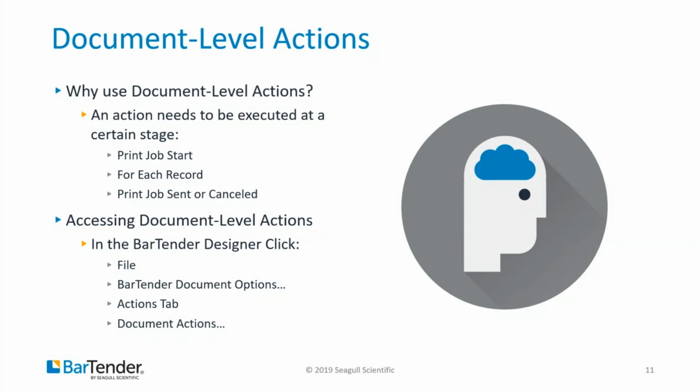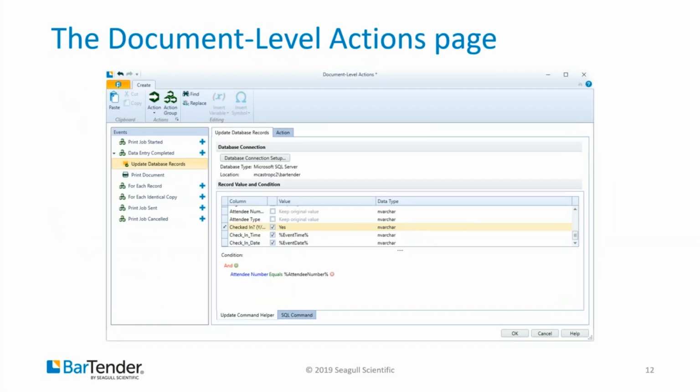So we go to File, BarTender Document Options on the Actions tab, and we open up that dialog. And here's a screenshot of what that's going to look like. It's going to be similar, I want to say, throughout companion applications and all that, what this dialog looks like. The main difference that you're going to notice is the events panel on the left. These events are going to change based on where you open this dialog from.